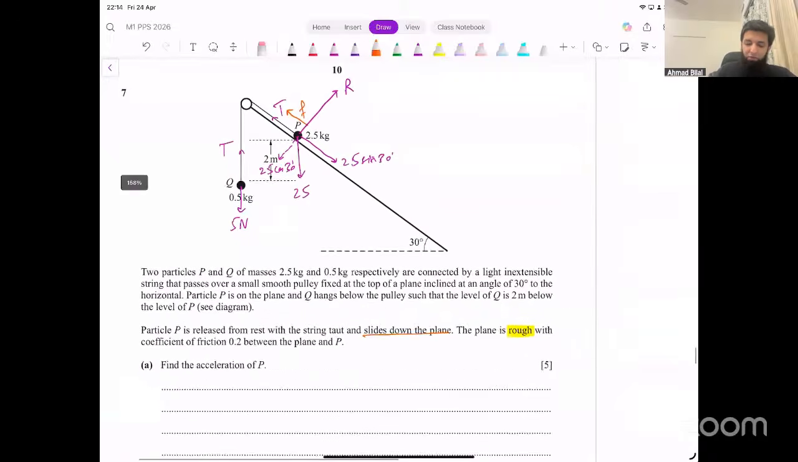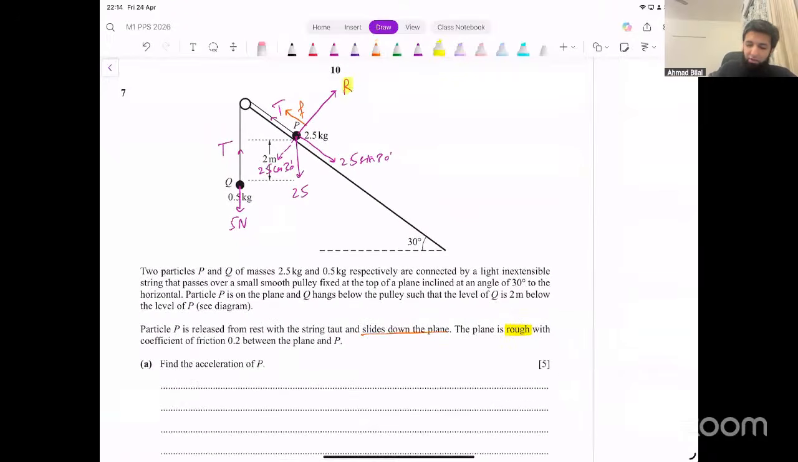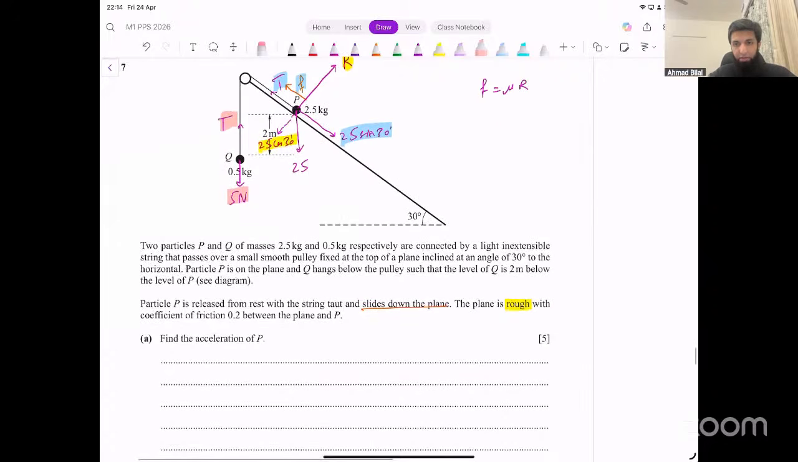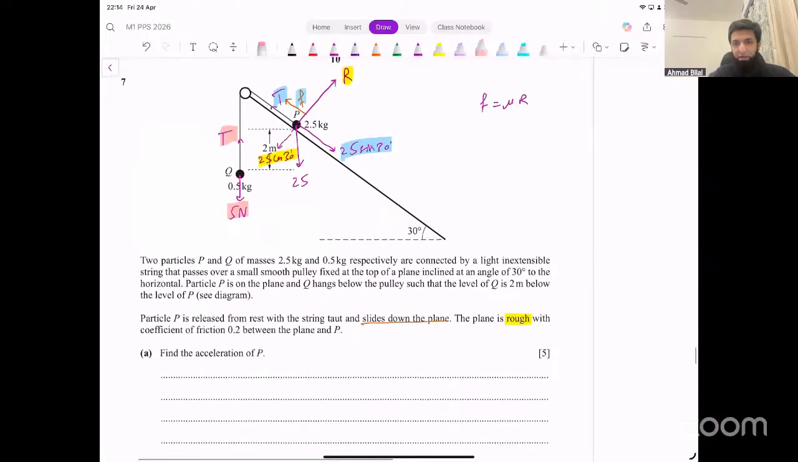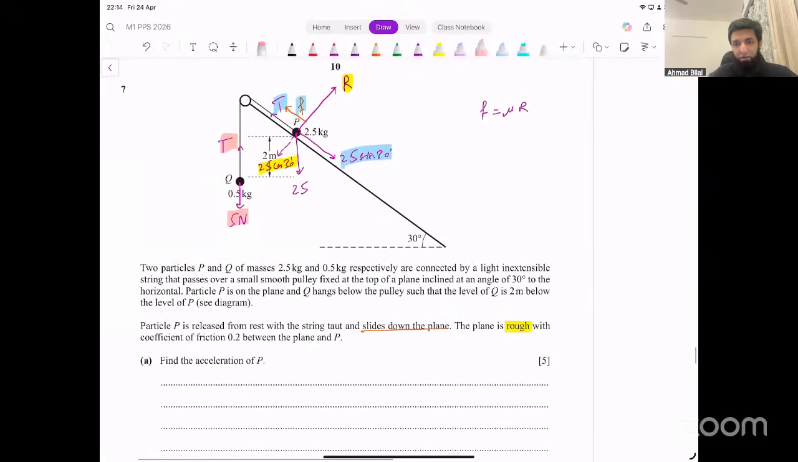Apply Newton's second law of motion in both of them. R is going to equal 25 cos 30. You can put F equal to mu R to find the value for friction, and then apply Newton's second law of motion. 25 sine 30 minus F minus T should equal 2.5 times A, and T minus 5 should equal 0.5 times A. You'll get two equations, right? We're not using equilibrium, we're using Newton's second law of motion.